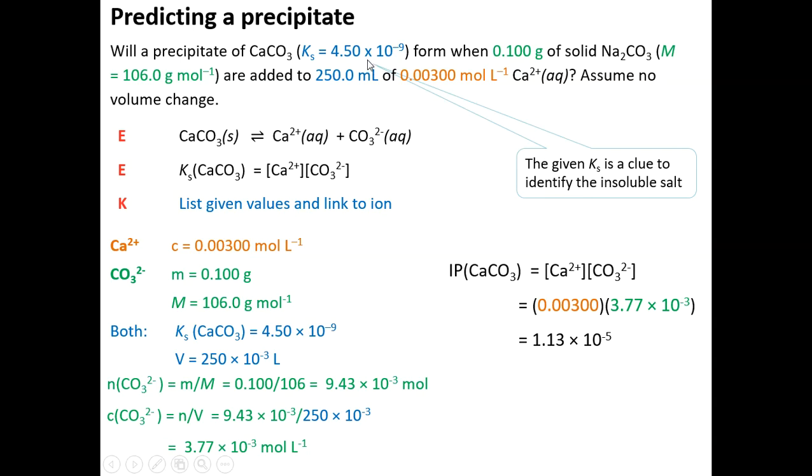Now I compare it to the equilibrium solubility product, and you'll see that's 10 to the minus 9. This is 10 to the minus 5, so this is a lot bigger. It means I've got a lot more ions in solution than there would be at equilibrium, so I'm going to get a precipitation of calcium carbonate until those ions reach the correct concentration. So yes, a precipitate will form. So hopefully you can now do some of the calculations for predicting a precipitate.